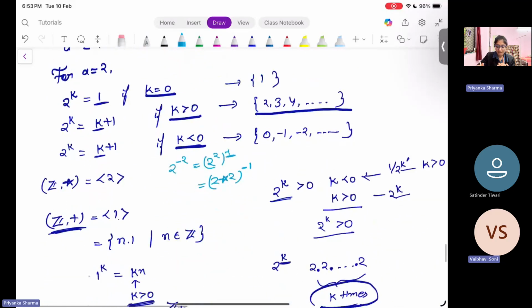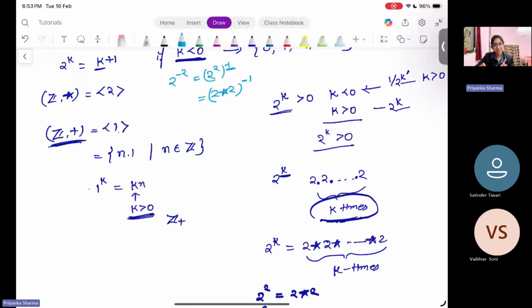So 2 star 2 will be 2 plus 2 minus 1, which is 3. Then this will be 3 inverse, and then we have the inverse. So see, here 2 star 2 is 3, not 4, because the operation is different.